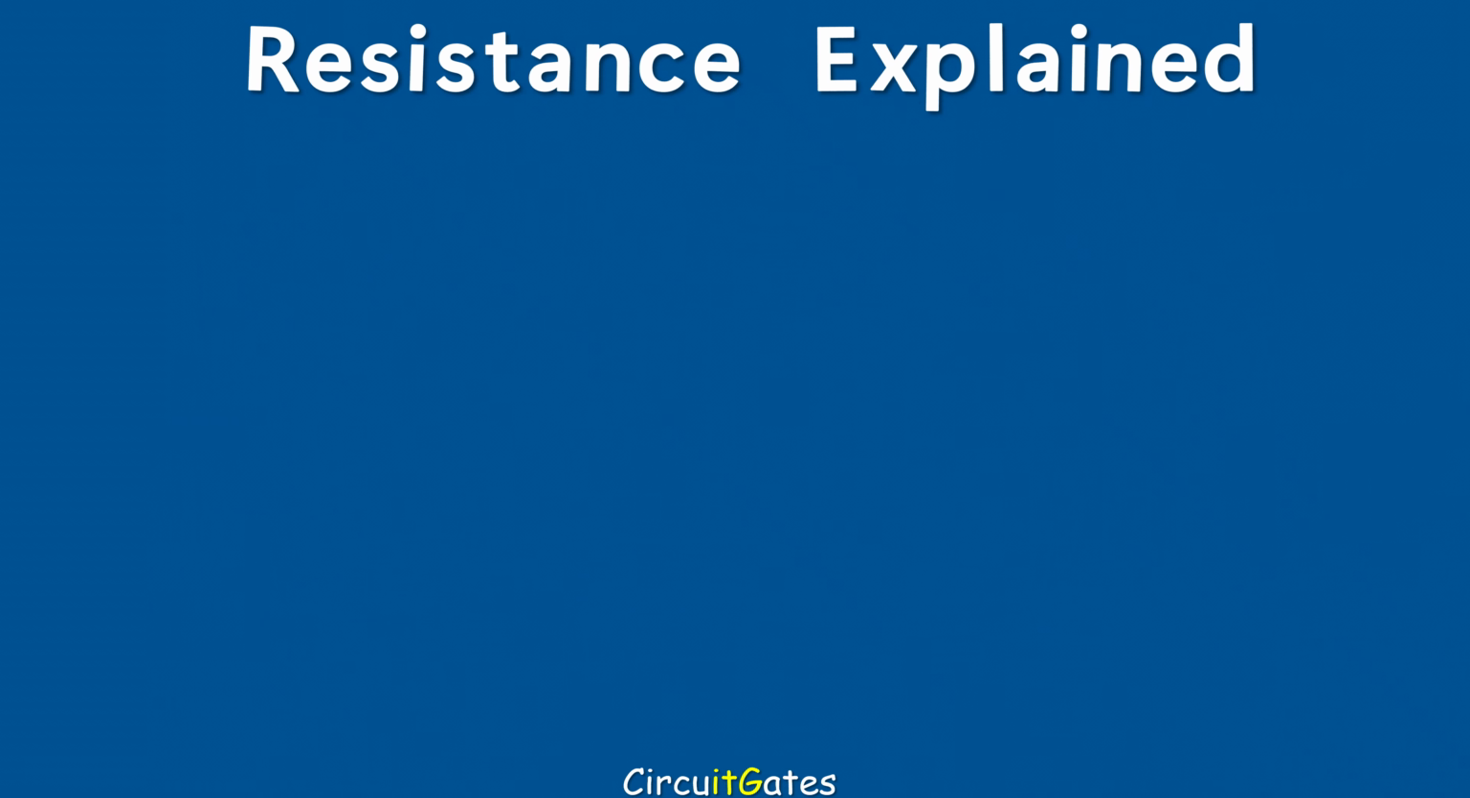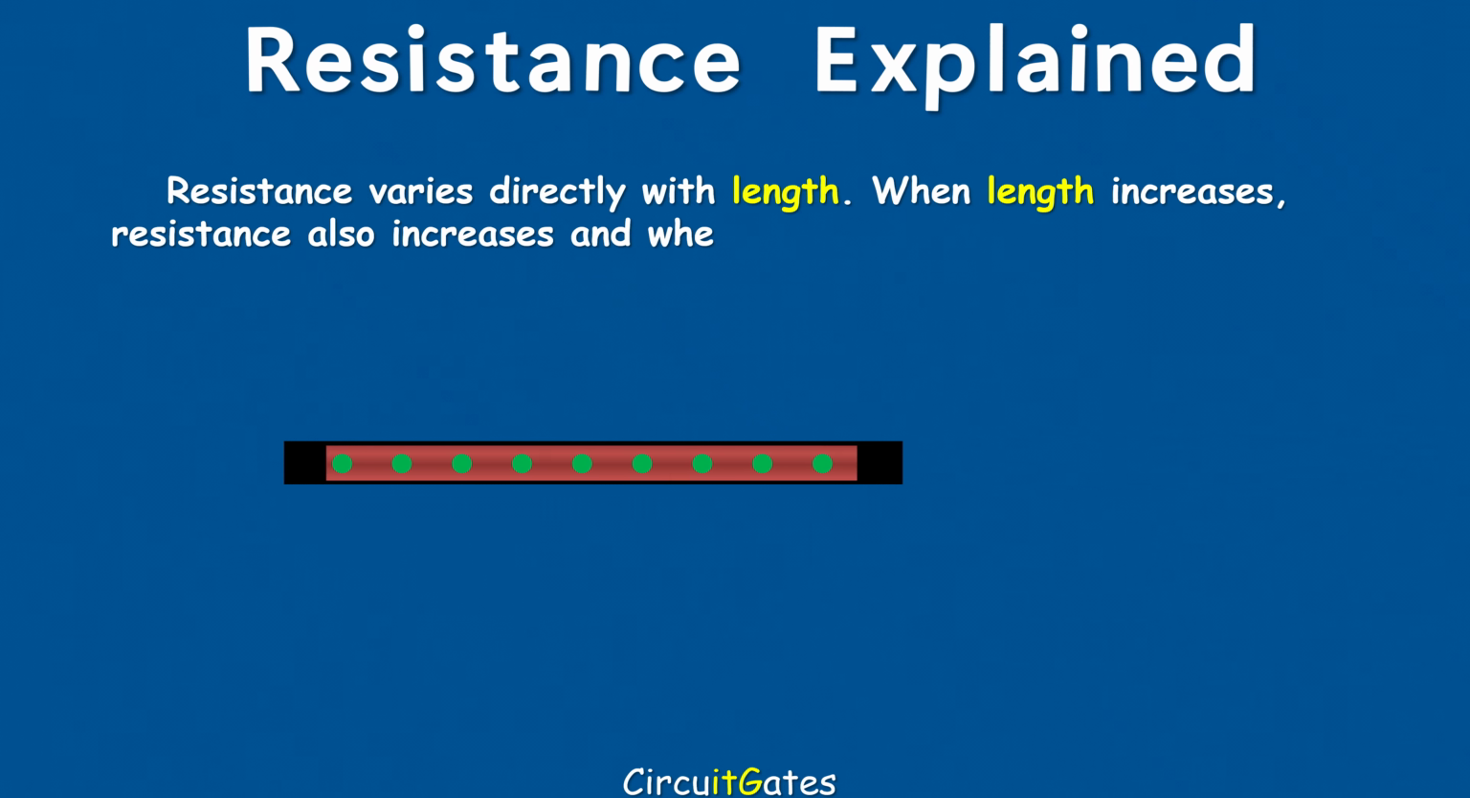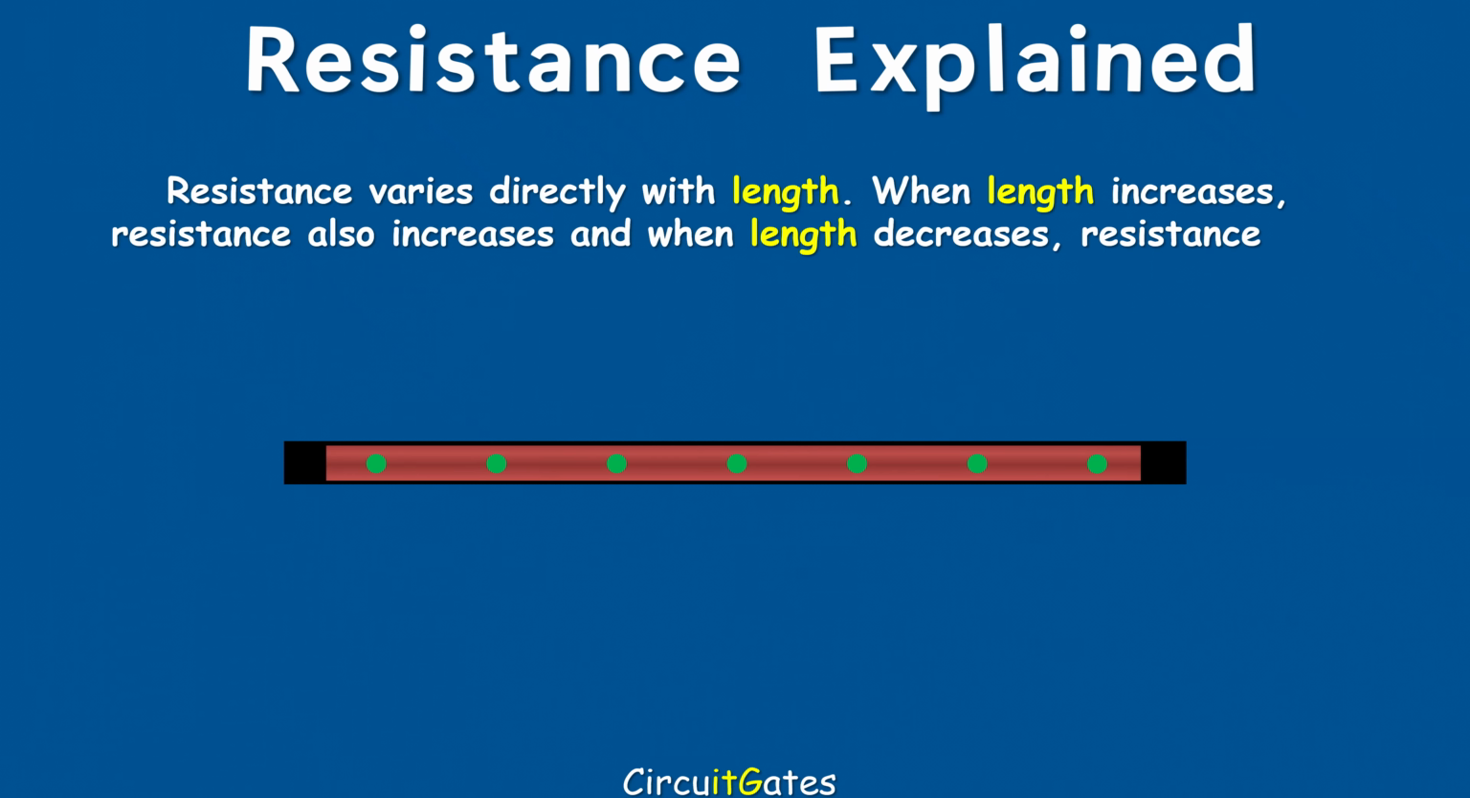Let's move on to length of a material. Resistance varies directly with length. This means that when the length increases, resistance also increases. And when the length decreases, resistance also decreases.